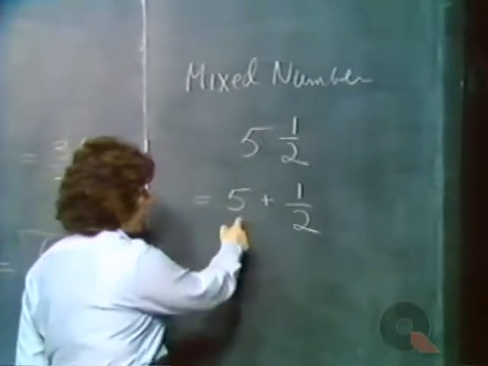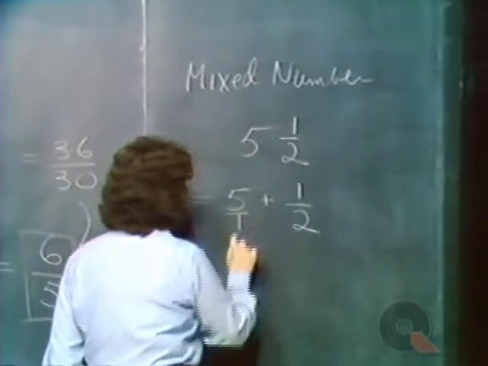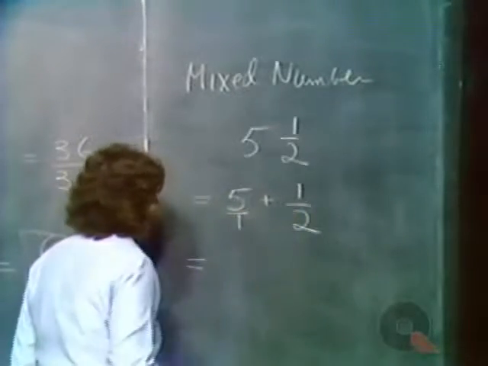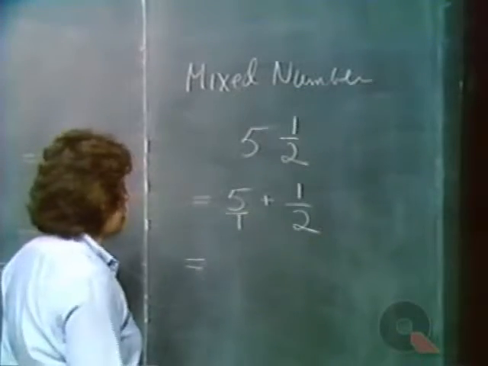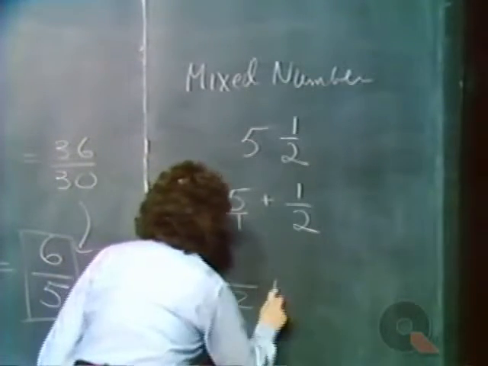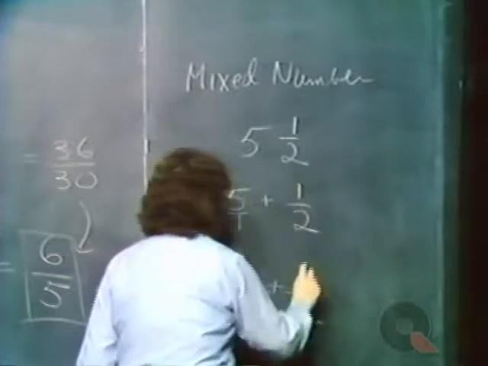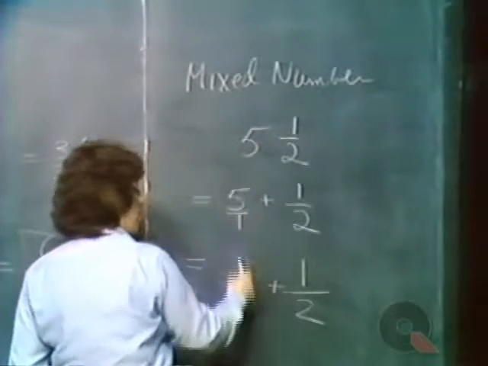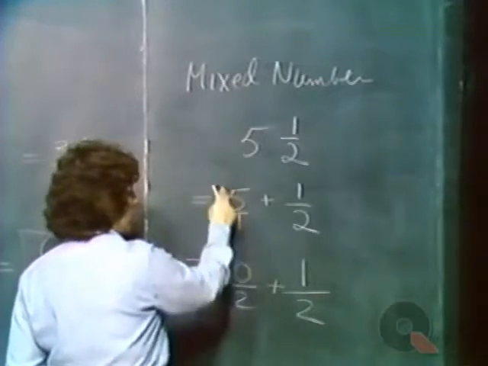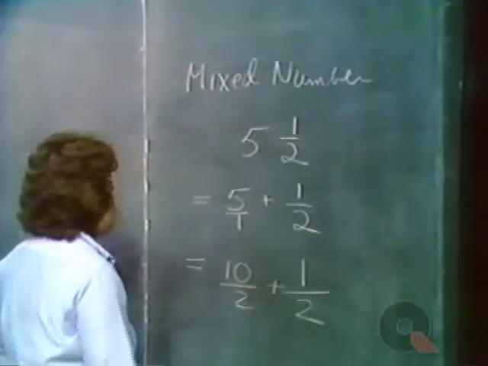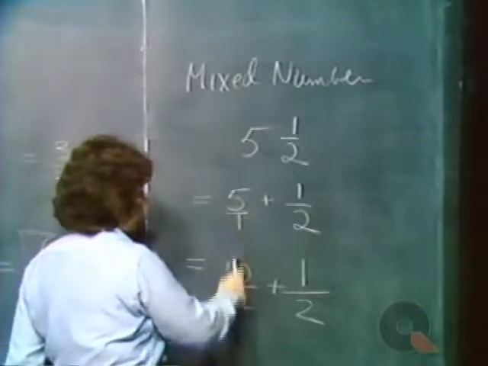Now 5 could really be thought of as 5 over 1. So we can add these fractions together by combining over the common denominator, which would be 2. 1/2 we leave alone. 5 over 1 is equivalent to 10 over 2. In other words, you can multiply top and bottom by 2. 5 over 1 is equivalent to 10 over 2.